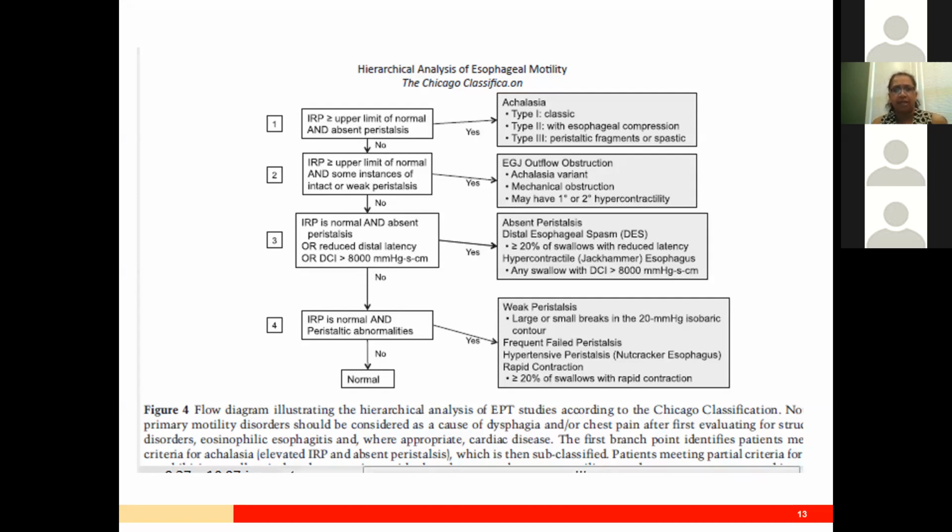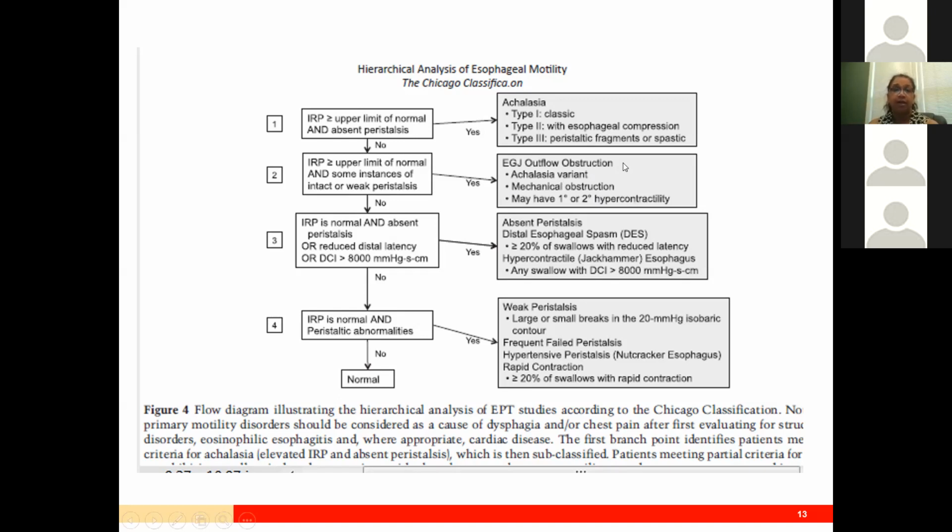IRP is one of the biggest things that we look at, and it helps us understand if there's some sort of outlet obstruction at the base of the esophagus. And then when you take that IRP, whether it's high or low, and put it in context with intact versus weak peristalsis, we start to get into these non-achalasia motility disorders.